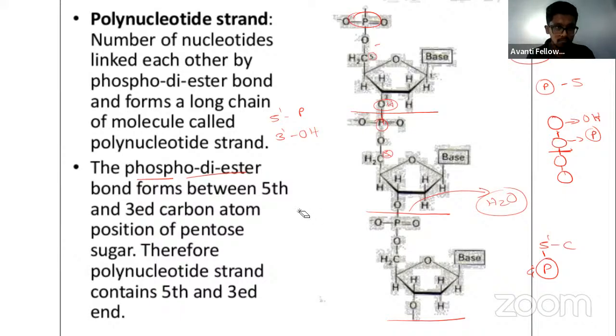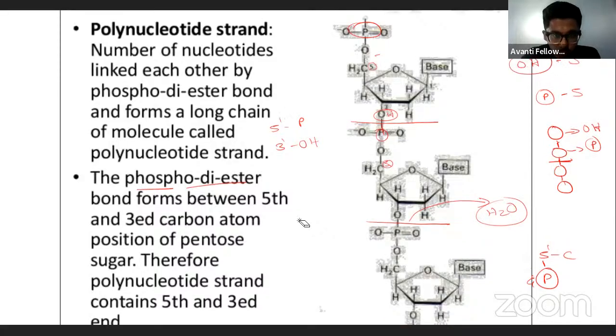Sir, at the C1 the nitrogenous base will join, then at C3 what will join? Okay, I understood. I think I understood your question a little bit. At C1 a nitrogenous base will connect, and then you're asking what will join at the C3 carbon atom. I think that is your question. If I misunderstand your question, you can correct me, please.